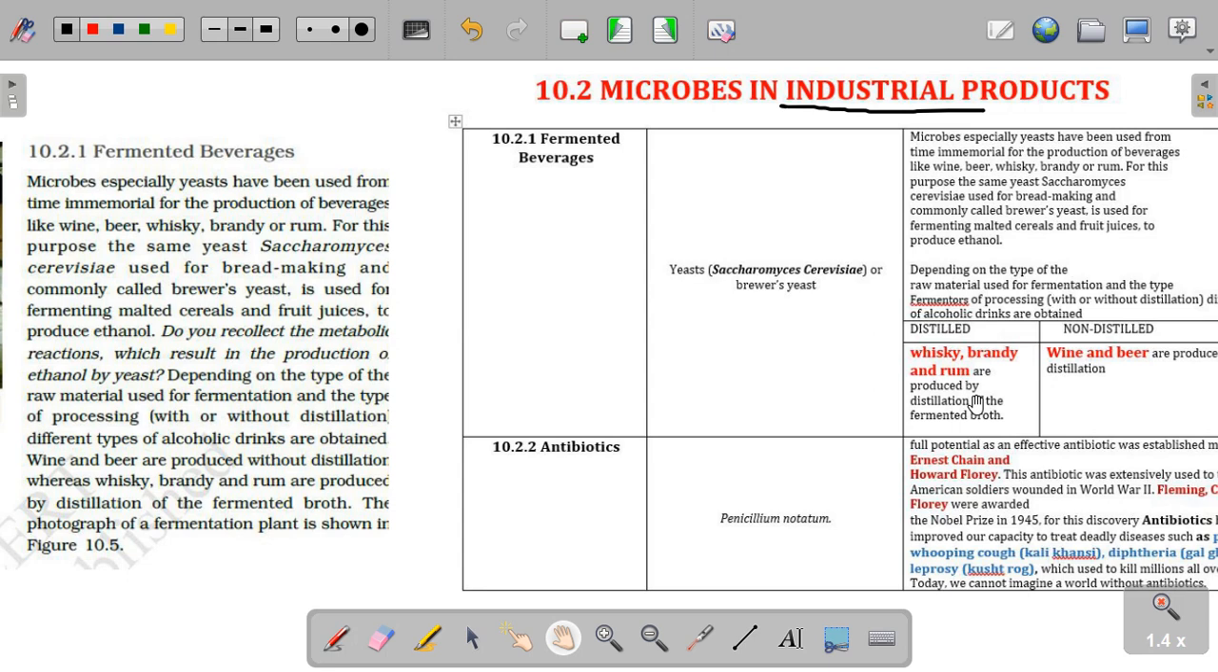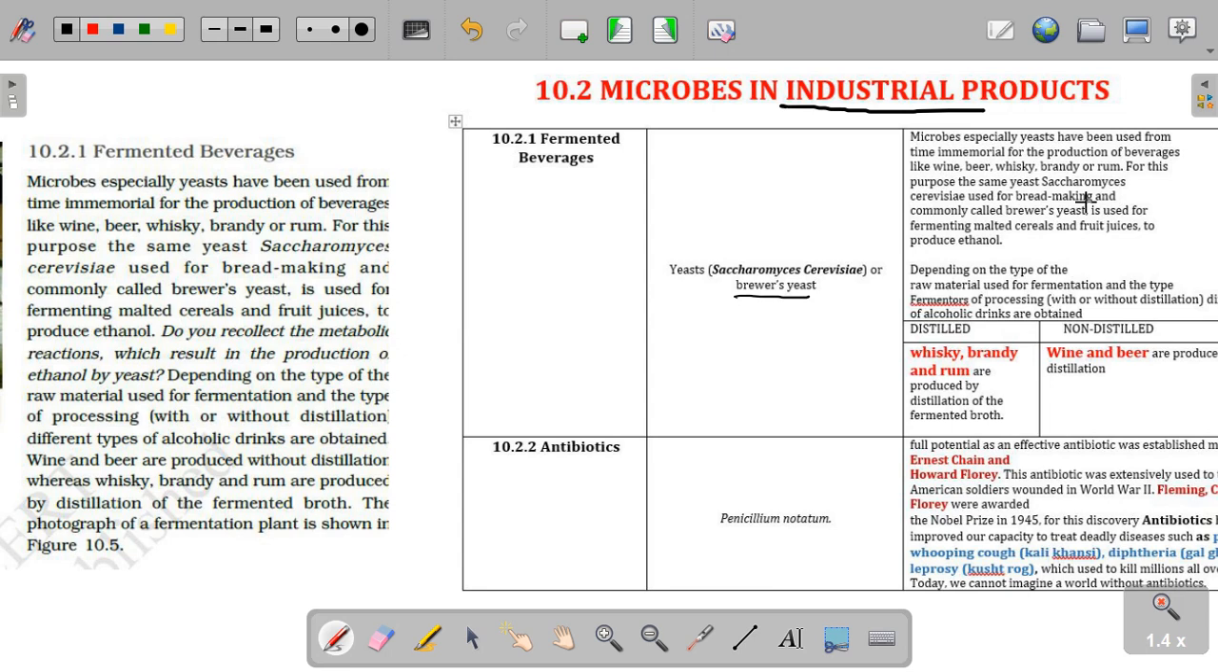And there you go again, the same fungi helped in the puffed up nature of the bread or idli because of the Saccharomyces cerevisiae, and in the previous class it is called baker's yeast. Now you can see it is called a brewer's yeast. Same. So you can see microbes, especially yeast, have been used from time immemorial for production of beverages like wine, beer, whiskey, brandy, or rum. So you can see the organism called Saccharomyces cerevisiae.